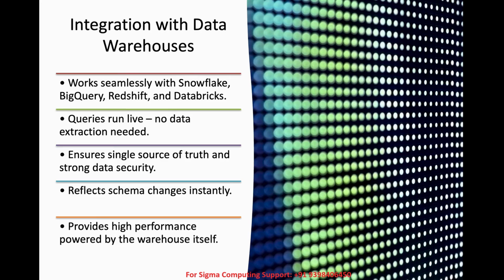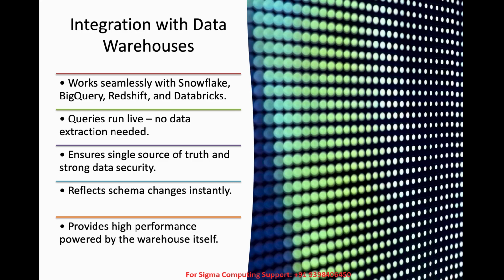And one of the important features, guys, this is very important, right? Integration with data warehouses. So finally, let's talk about Sigma's integration with cloud data warehouses, the third key differentiator. Sigma is basically designed to work natively with leading data platforms like Snowflake, Google BigQuery, Amazon Redshift, and Databricks.